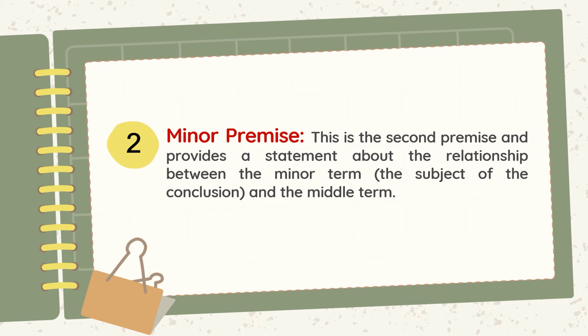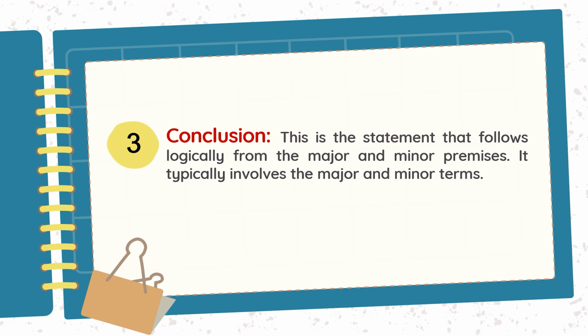The statement that follows logically from the major and minor premises in a syllogism is the conclusion. It represents the ultimate result of the deductive reasoning process, typically involving the major and minor terms established in the premises. The conclusion serves as the logical consequence of the relationship defined by the premises and provides an essential element for evaluating the soundness and validity of the argument.